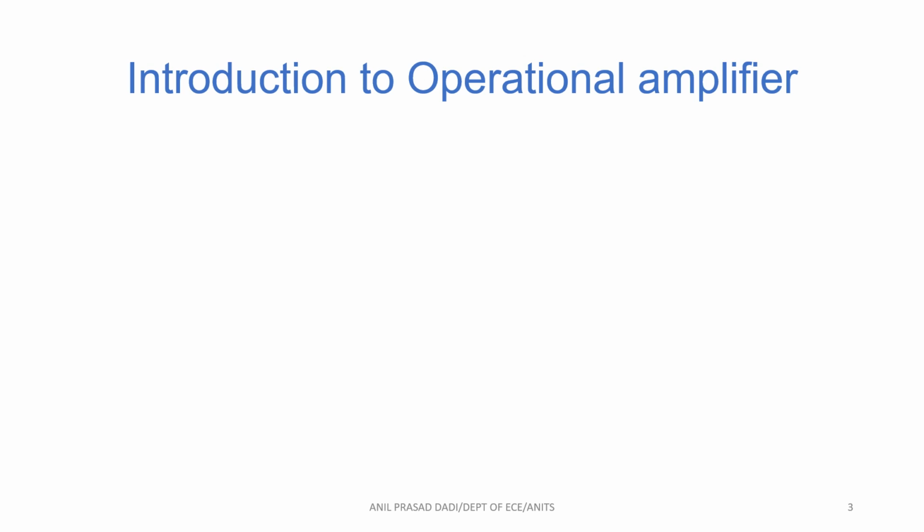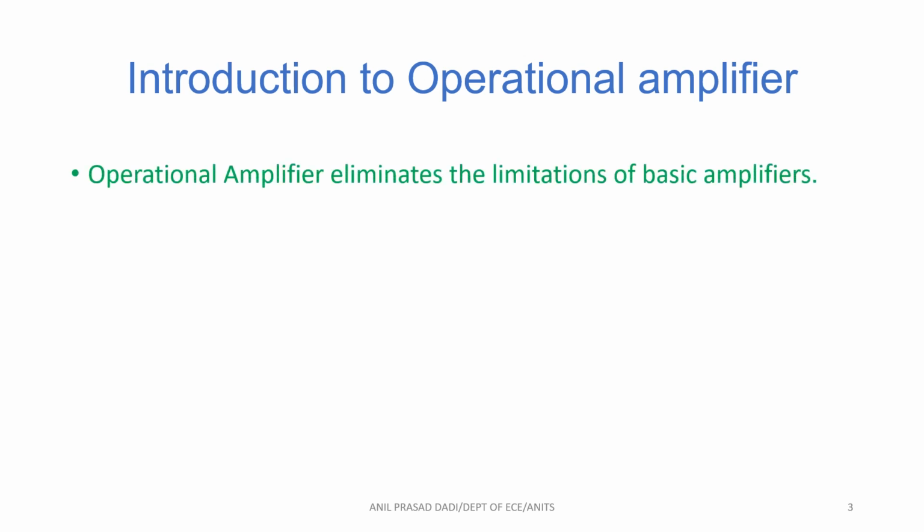Introduction to operational amplifier. The operational amplifier eliminates the limitations of basic amplifiers. Let us see some of the limitations of basic amplifiers. One is low input impedance, moderate gain, and moreover it amplifies the noise that is present at the input. That noise may be environmental noise, thermal noise, or any other noise.